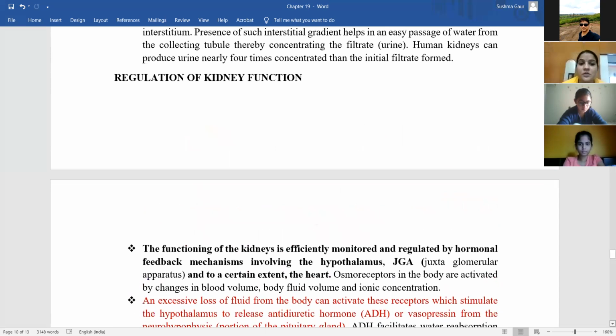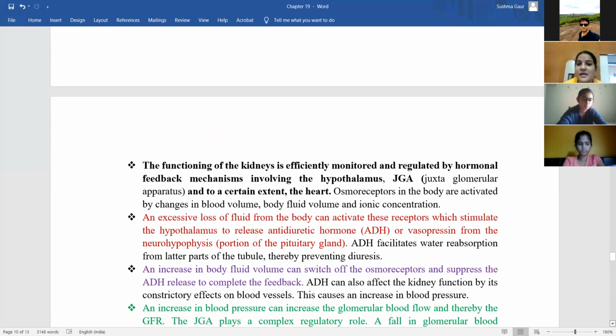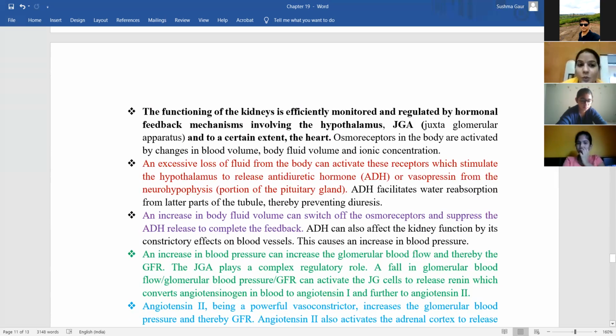Okay, so the functioning of kidneys is monitored mainly by the hormonal feedback mechanism. So whether the kidney is functioning properly or not basically depends on the hormonal feedback mechanism that involves the hypothalamus and the JGA, that is the juxtaglomerular apparatus. You remember the structure of the juxtaglomerular apparatus? The distal convoluted tubule and that share something to form that structure. You remember that? I showed you in the last class. Today, just after finishing this class, I will be sending you the notes of this chapter. I have prepared them.